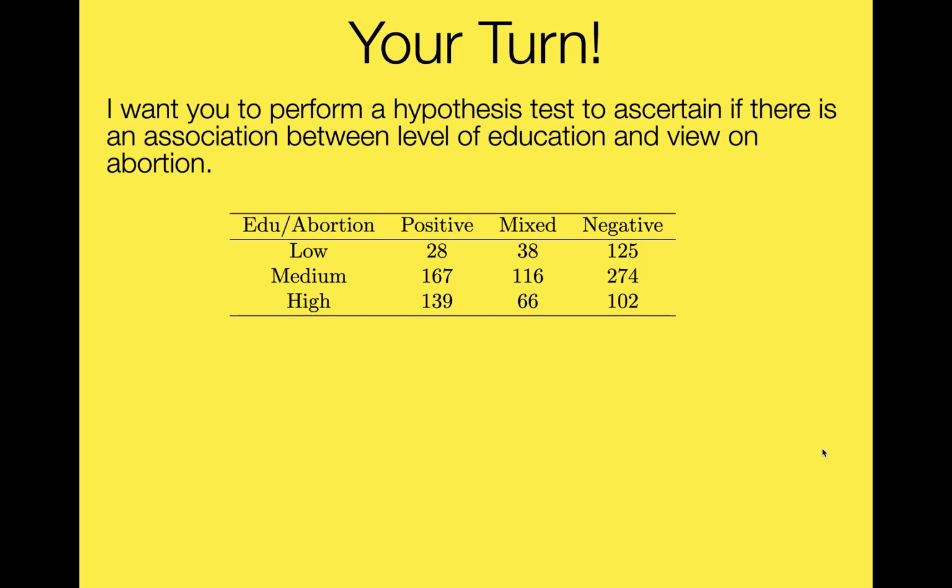All right, and I have one last your turn here. I have a hypothesis test where the rows represent how many years of education the person had, and they made that 3 categories: low, medium, or high, and their view on abortion, either positive, mixed, or negative. I want you to go through and ascertain if there's an association between the level of education and their view on abortion. For this example, assume a level of significance of 0.05.